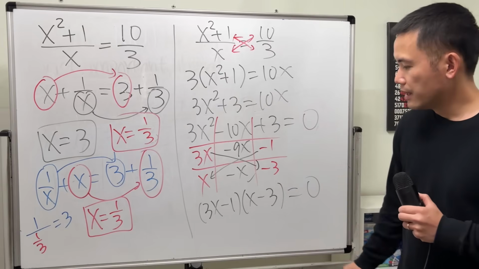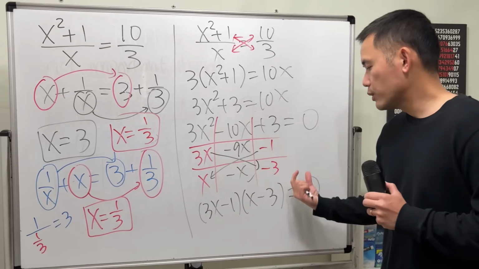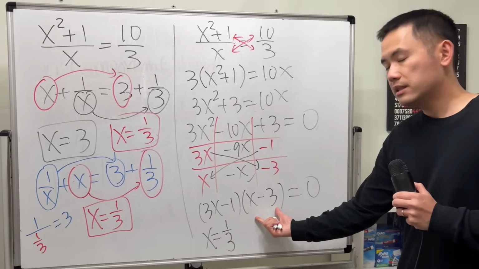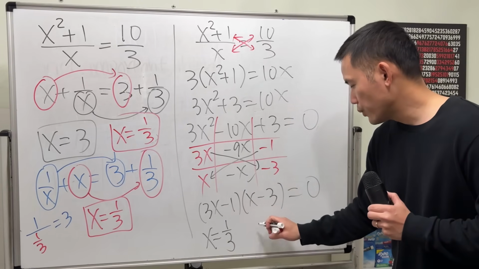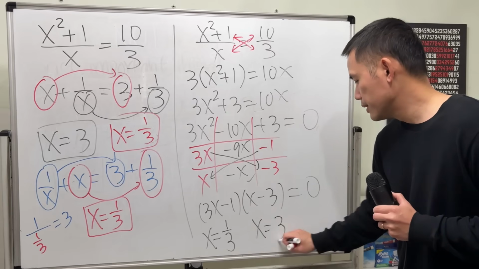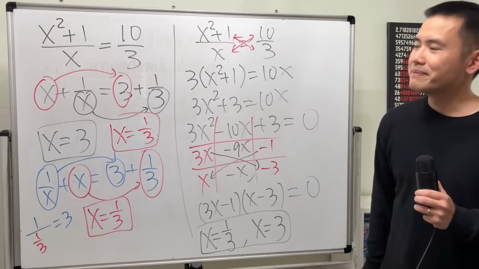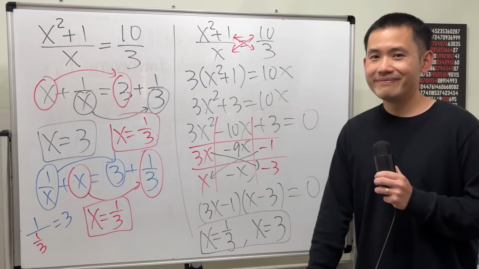equals 0. Making this factor equal 0, you get x is equal to 1/3. Making this factor equal 0, and we will get x equal 3. And we have these two answers, just like that. I thought that was pretty cool. That's it.